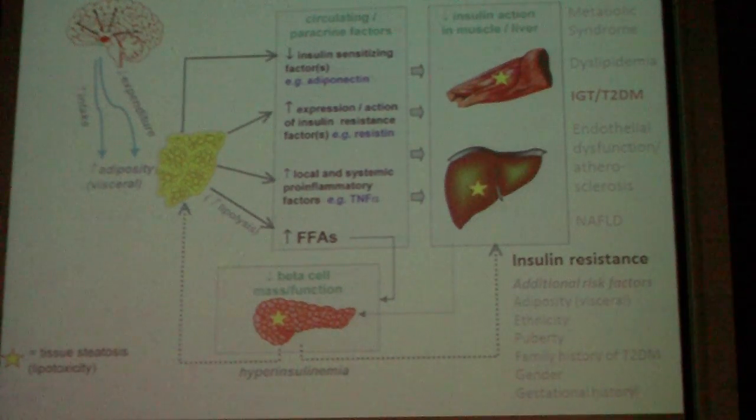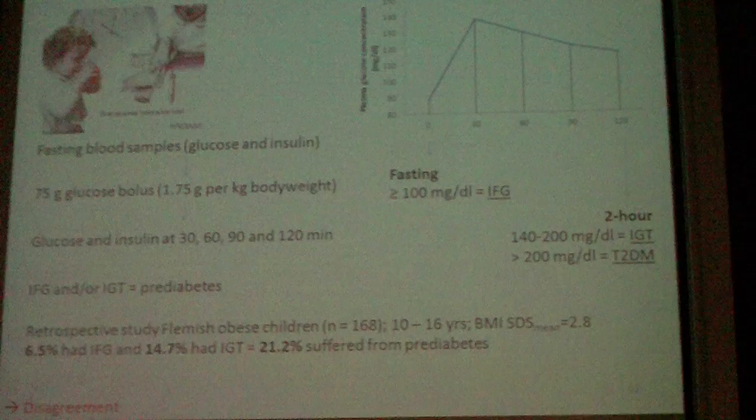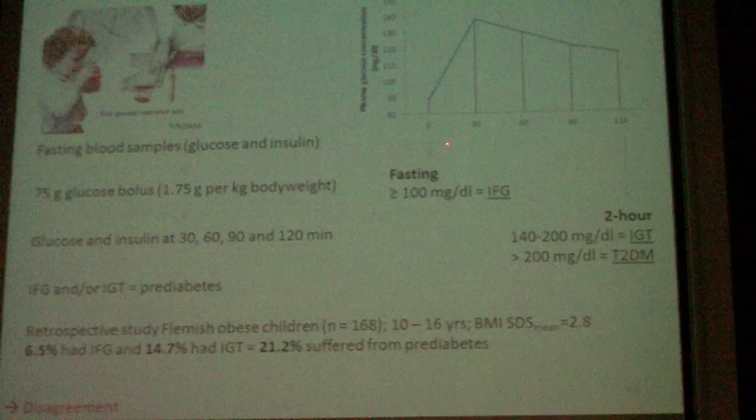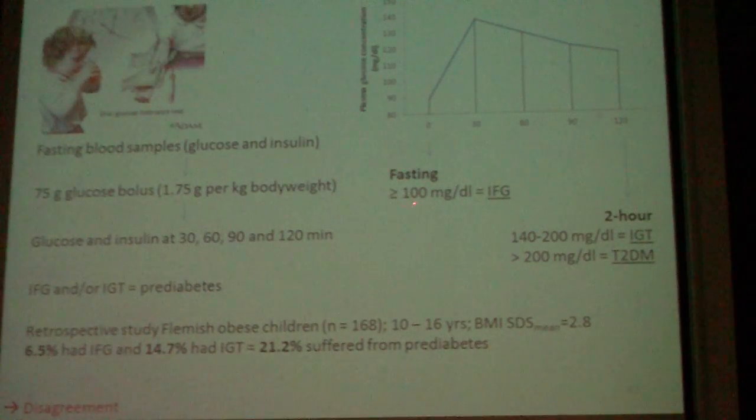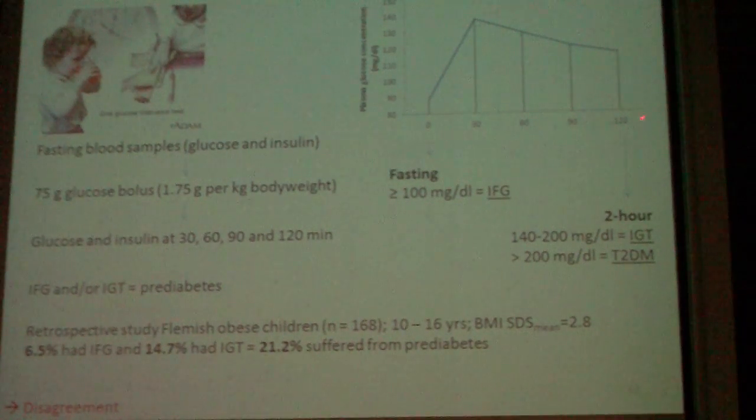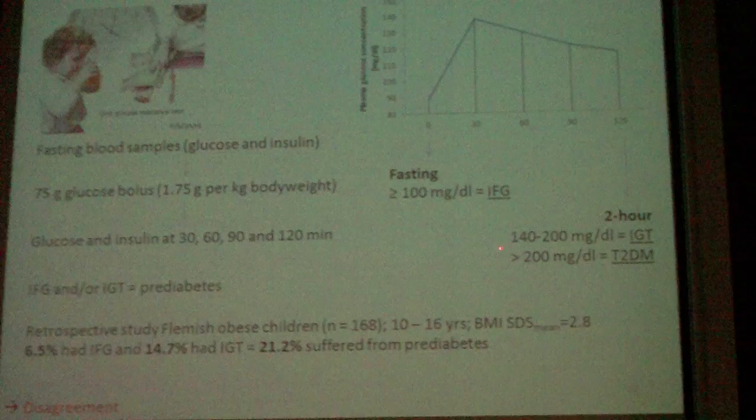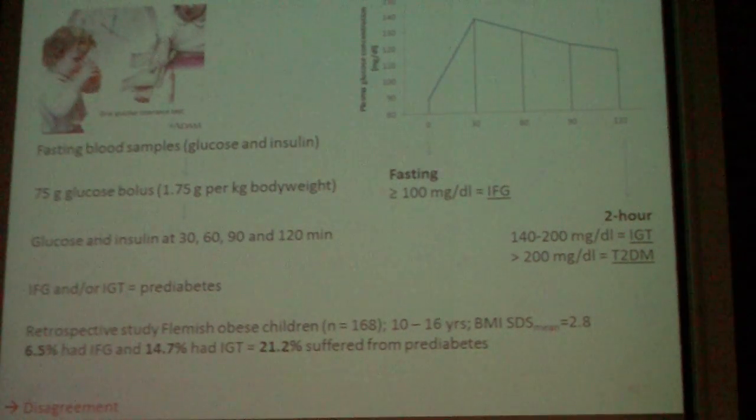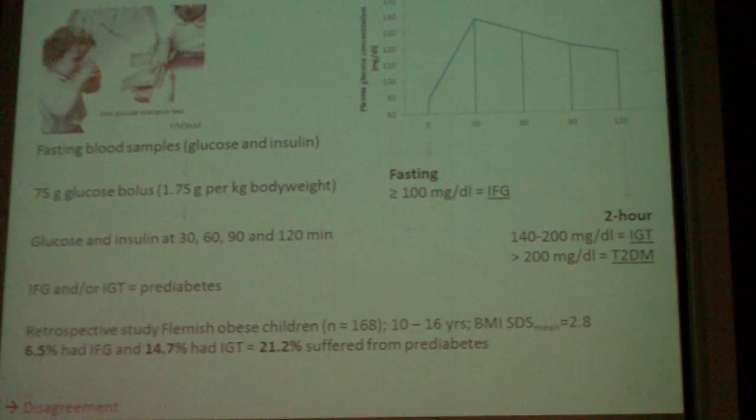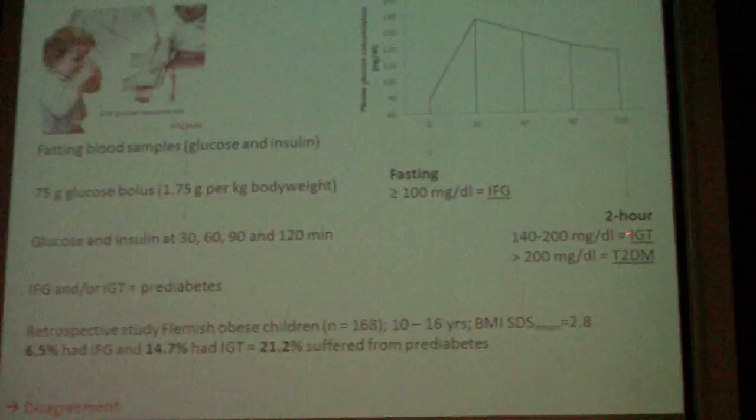Then we can also screen for impaired glucose tolerance and diabetes. According to the glucose tolerance tests, which I mentioned before, we can detect fasting levels of glucose, and if it's higher than 100, we define a child as having impaired fasting glucose. If the 2-hour glucose, so at 120 minutes, is higher than 140, we say the child has an impaired glucose tolerance. And if it's higher than 200, we say the child has diabetes. So if the child has an impaired fasting glucose and/or an impaired glucose tolerance, it's defined as having pre-diabetes.